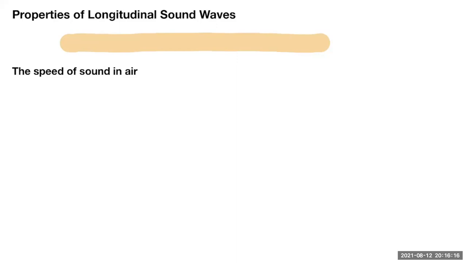So now we're going to take a closer look at some of the common properties of longitudinal sound waves. First of all, why is a sound wave a longitudinal wave? By definition, for a longitudinal wave, the oscillation of the particles in the medium is along the same direction as the propagation of the wave. And that is exactly the case for a sound wave.